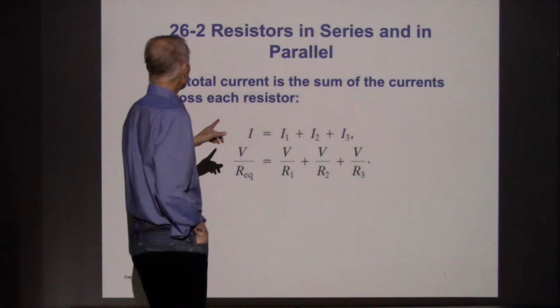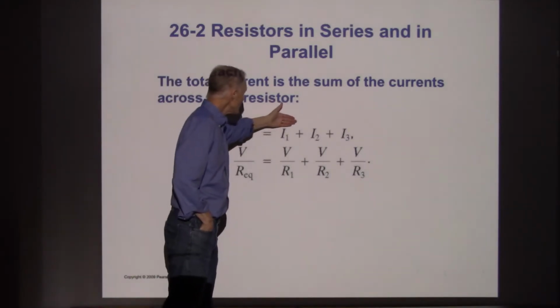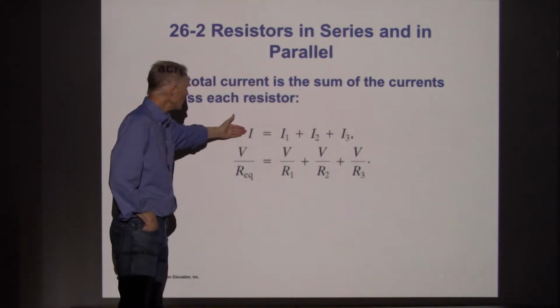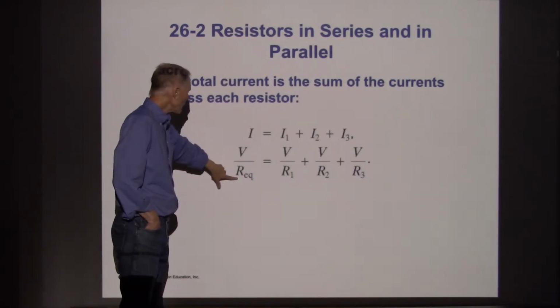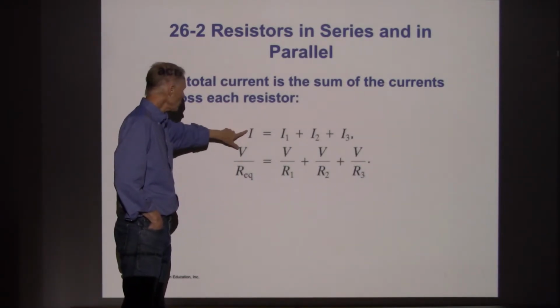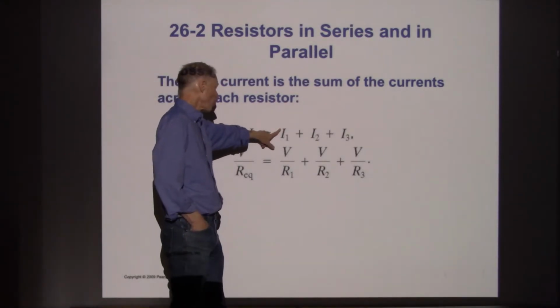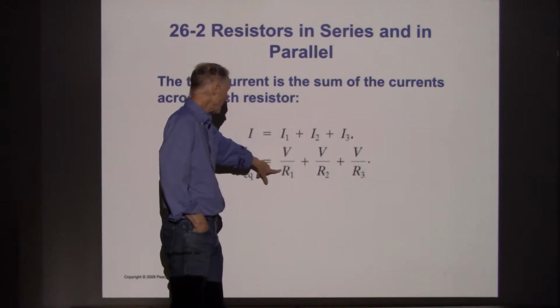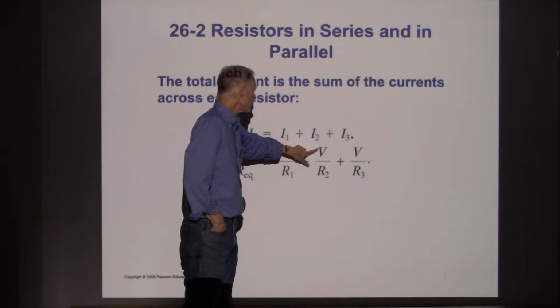In this situation where we are running in parallel, it's the currents that add together to get a total current, and then I'm going to define R equivalent such that the total current is V over the R equivalent. And for resistor 1, that's going to be the voltage divided by R1. All of the individual resistors are getting the same voltage.